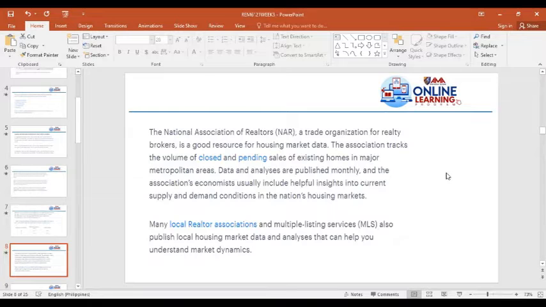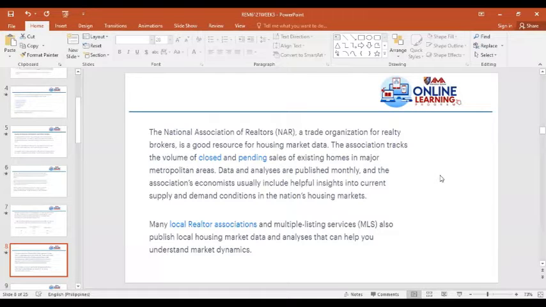So we have the National Association of Realtors, a trade organization for realty brokers, which is a good resource for housing market data. The association tracks the volume of closed and pending sales of existing homes in major metropolitan areas. The data and analysis are published monthly, and the association's economists usually include helpful insights into the current supply and demand conditions in the nation's housing markets.